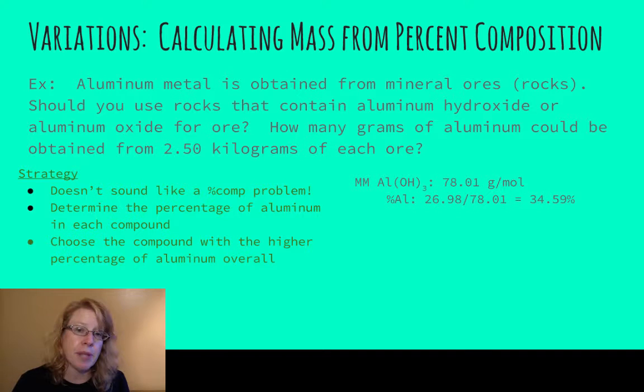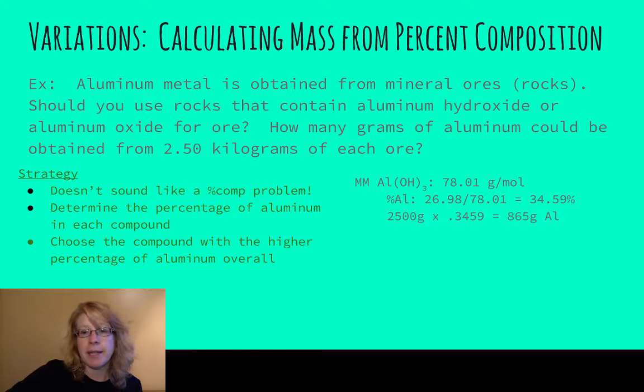The percent of aluminum in there is 26.98, that's the mass of 1 aluminum, divided by that total mass of 78.01, so it's about 34.6% aluminum in aluminum hydroxide. How about aluminum oxide? Oh, and I just did that calculation, by the way, while I was at it.